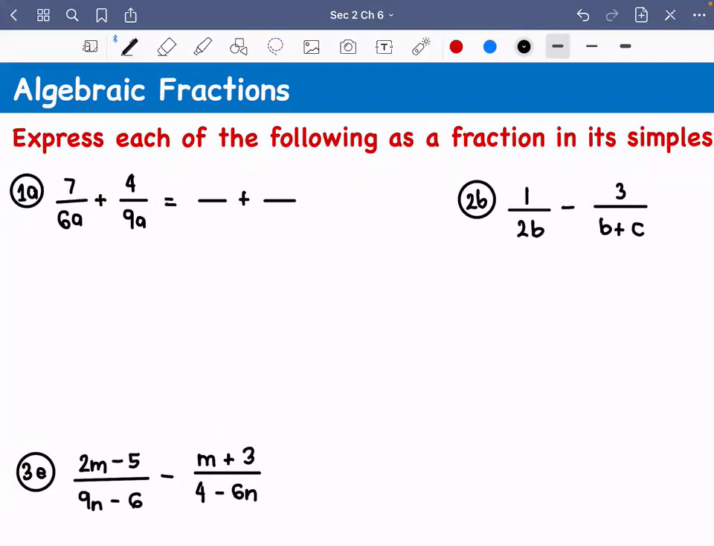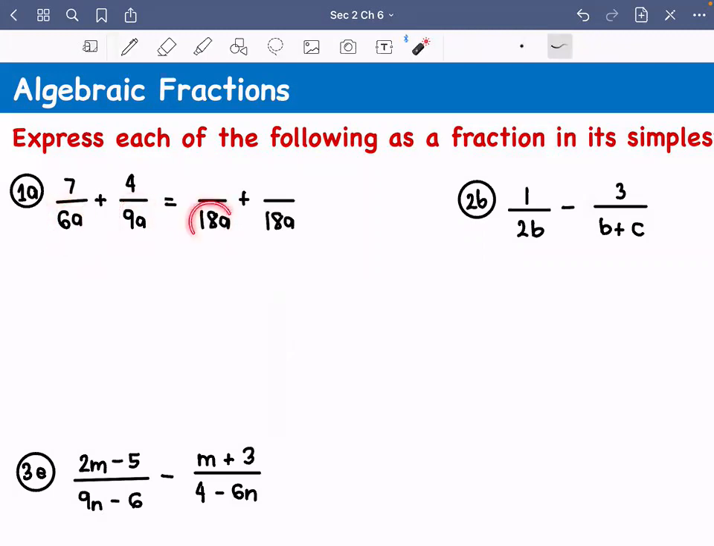Can someone help me with this? What's your common denominator between 6 and 9a? 18. Okay, that's 18a, right? Sorry, I can't hear. Okay, thank you. So again, 18a is your LCD or common denominator between 6a and 9a.